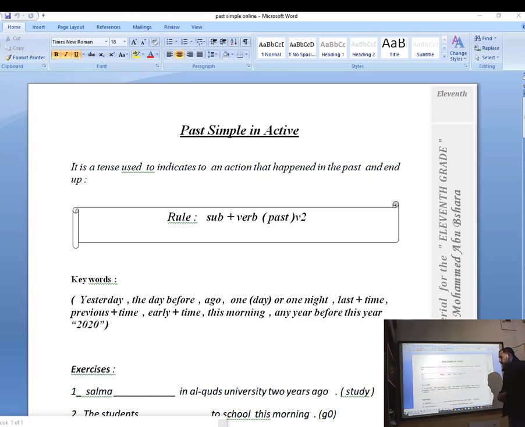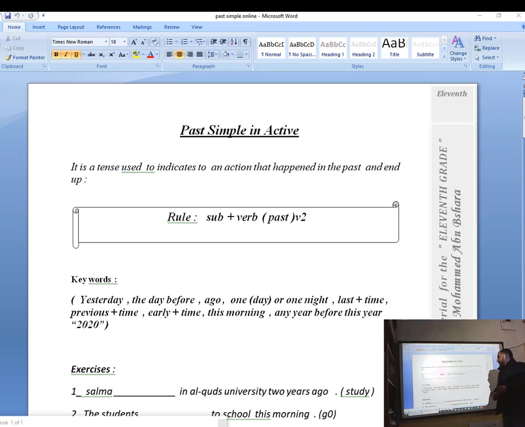Today I'm going to continue passive voice for the 11th grade, Unit 10. Last time we were speaking about present simple in active and passive, and today we are going to have another tense, past simple, in active first and then in passive, so we can differentiate between passive and active.